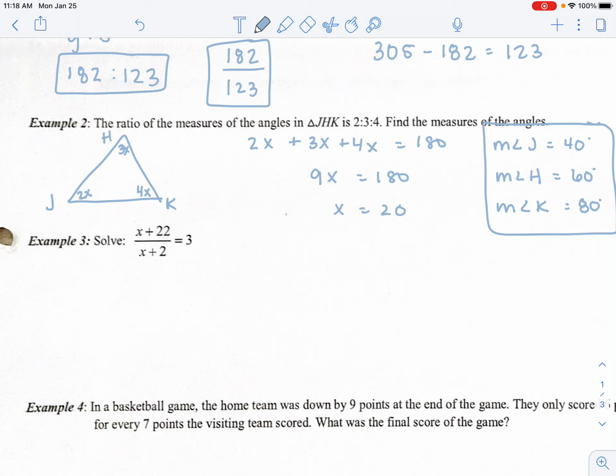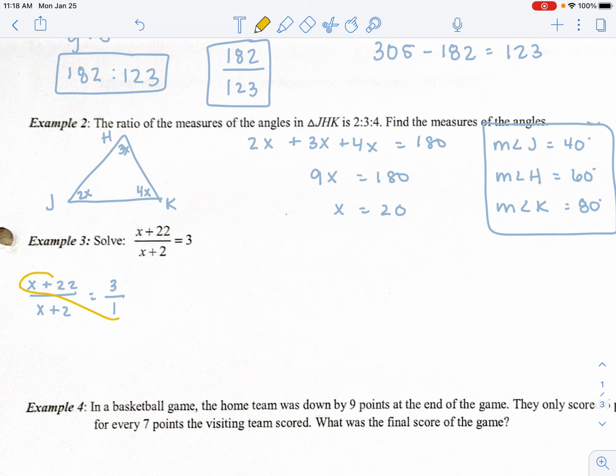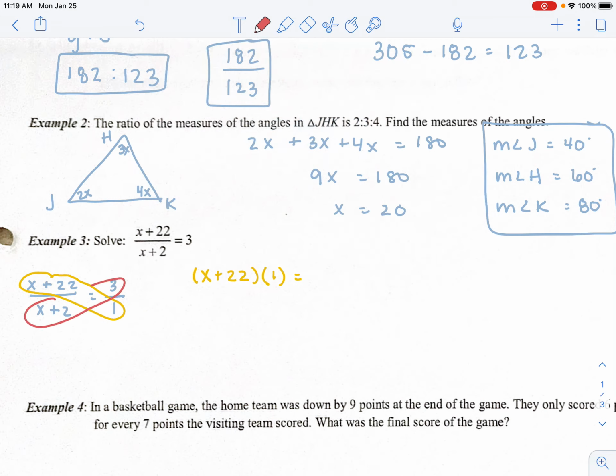Example 3 is more just working on the algebra skill of cross multiplying. They want us to solve for x. What I'll do is rewrite this and make them both ratios. The first one's already a ratio, x plus 22 over x plus 2 equals, and you make 3 into a fraction. You can always put it over 1 in order to achieve that. Now we're going to cross multiply. I'm going to take x plus 22 and times it by 1. x plus 22 times 1 equals x plus 2 times 3.